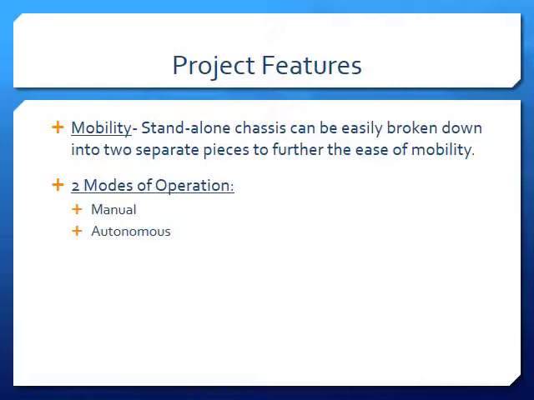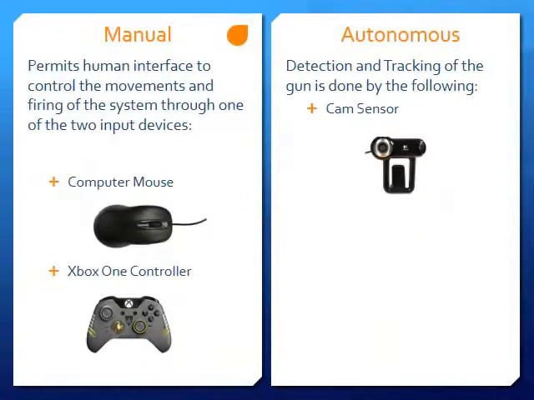This is a brief layout of our project features. This project is mobile. The chassis is a two-piece standalone assembly. It can be easily broken down, transported, and set up again. There are two primary modes of operation: a manual mode in which an input device is used for control by an operator, and an autonomous mode in which a processed camera feed is used for automatic target tracking.